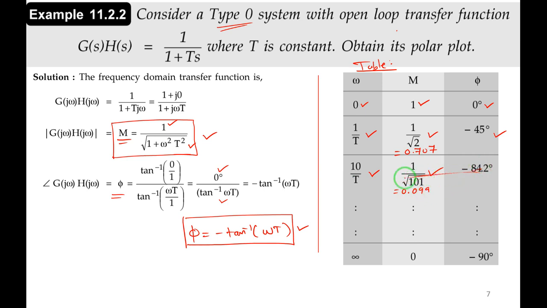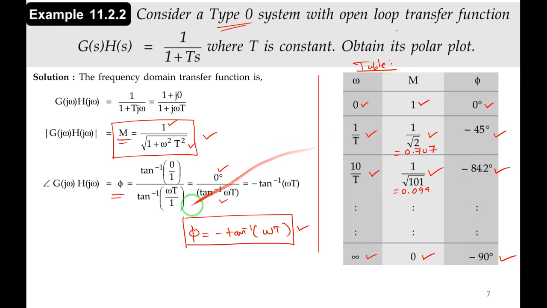Okay, we will calculate the angle. Substitute omega equal to 10 by t here. So tan inverse of 10 you calculate. So minus sign, 84.2 degree I will get. Similarly for infinity, calculate the magnitude for infinity. Substitute infinity here. So anything divided by infinity is 0. So that is the magnitude, right? Then calculate the angle. Substitute infinity here. Tan inverse of infinity is 90 degree, but the minus sign is there. So minus 90 degree. So this table is ready.